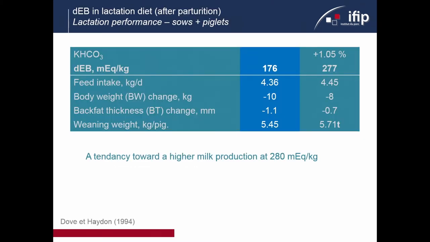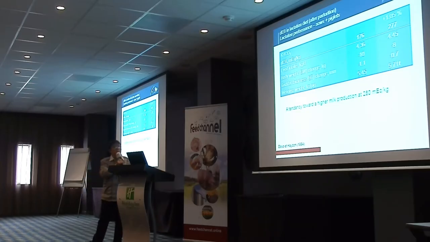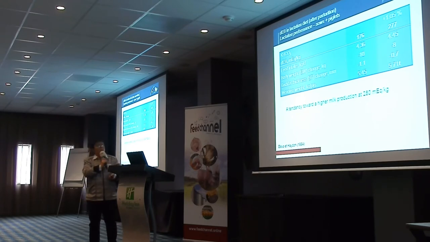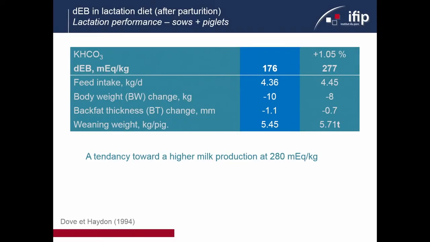Some performance during the lactation. On this slide, you can see a comparison between two treatments with electrolyte balance around 175 and 100 milliequivalents per kilo more. In this case, it was demonstrated that at weaning, around 3 weeks of age, there was a tendency to a higher milk production with the highest electrolyte balance. But finally, other criteria were not influenced over this range of values.